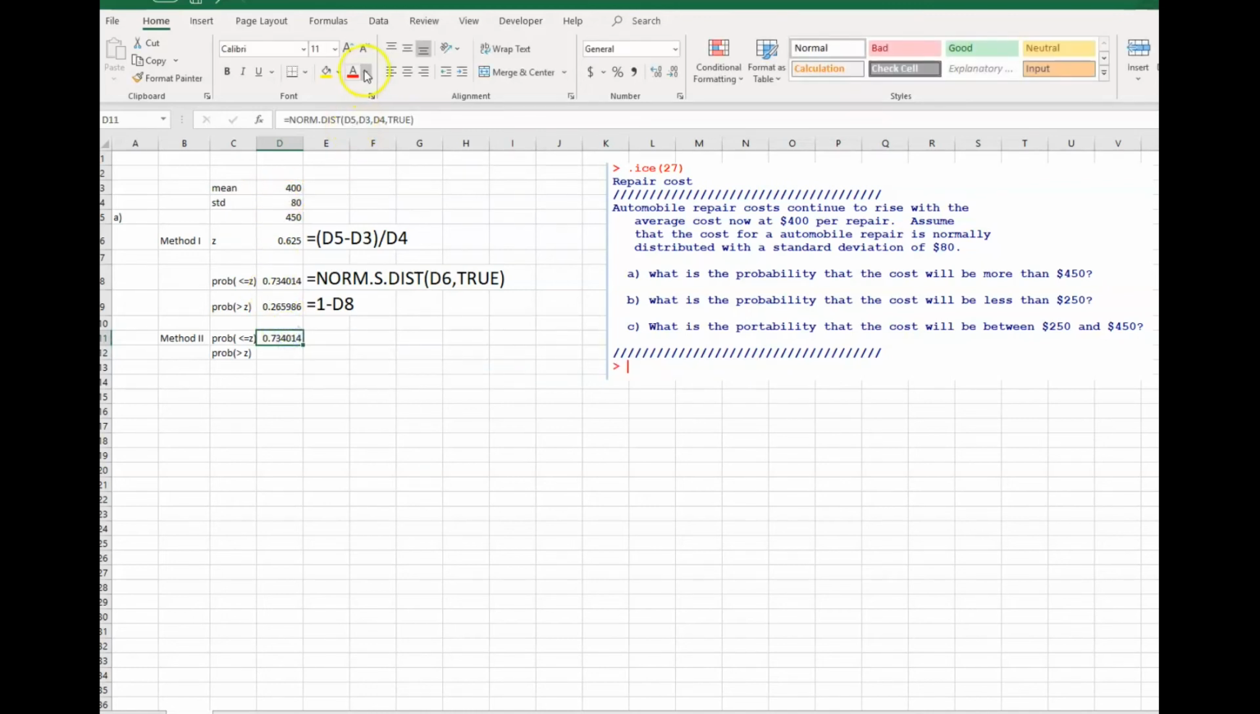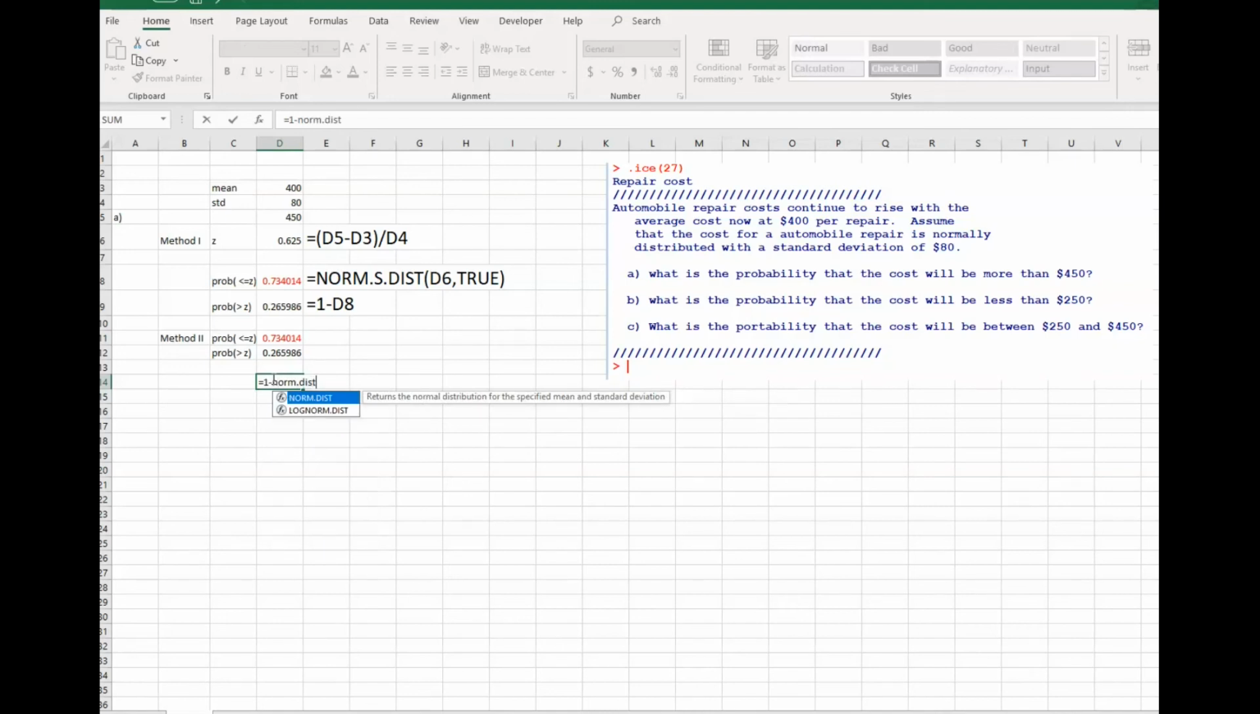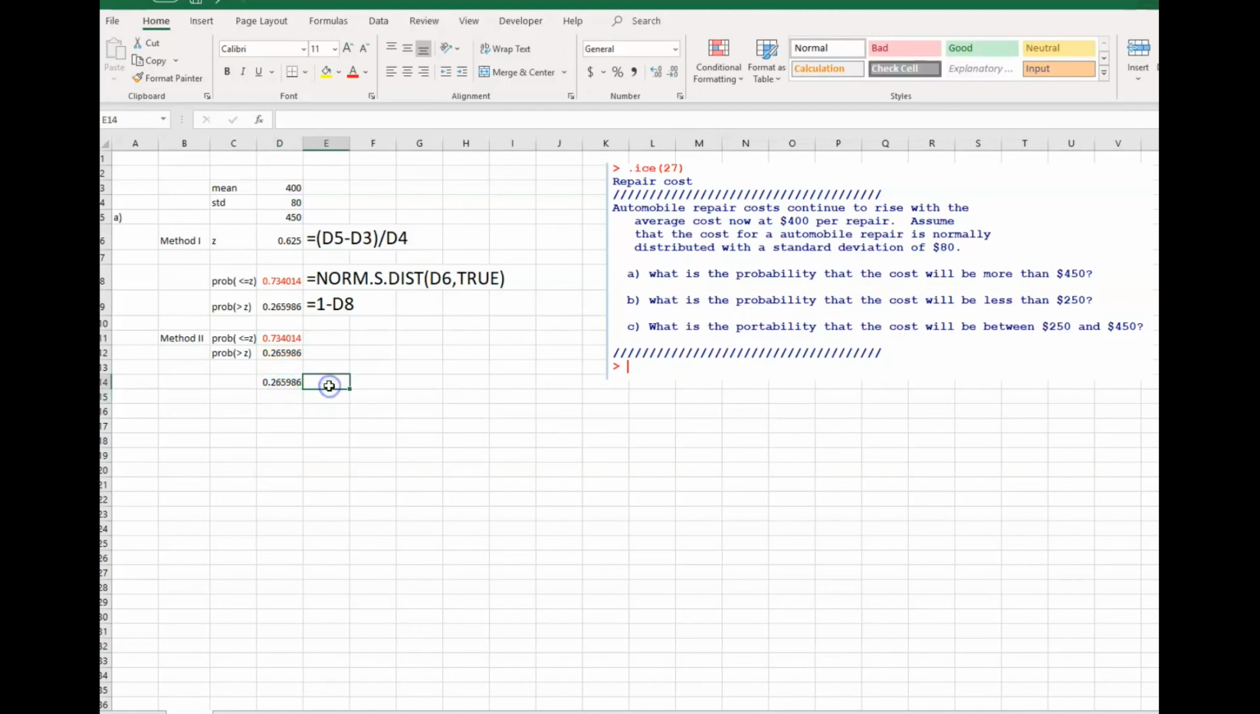Then we have the same result. So this makes the red. The final answer will be 1 minus this value. Then we have the same result. Of course, you can just use equals, and another way is simply 1 minus NORM.DIST, just 1. So this is the x value, mean value, standard deviation, and 2. Again, it's just one step.